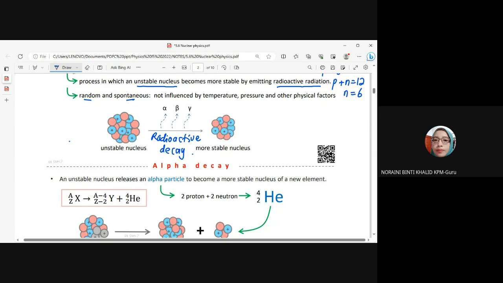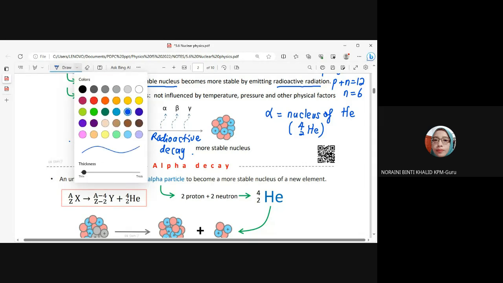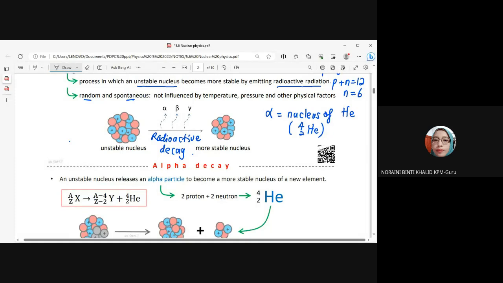Okay, alpha actually is nucleus of helium. Helium you tahu kan, dalam periodic table you boleh tengok di mana helium. Nucleus of helium, and nuclide notation is 4, 2, He. Ini simbol dia alpha. Okay, beta. Beta tu apa? Okay, beta actually is electrons.